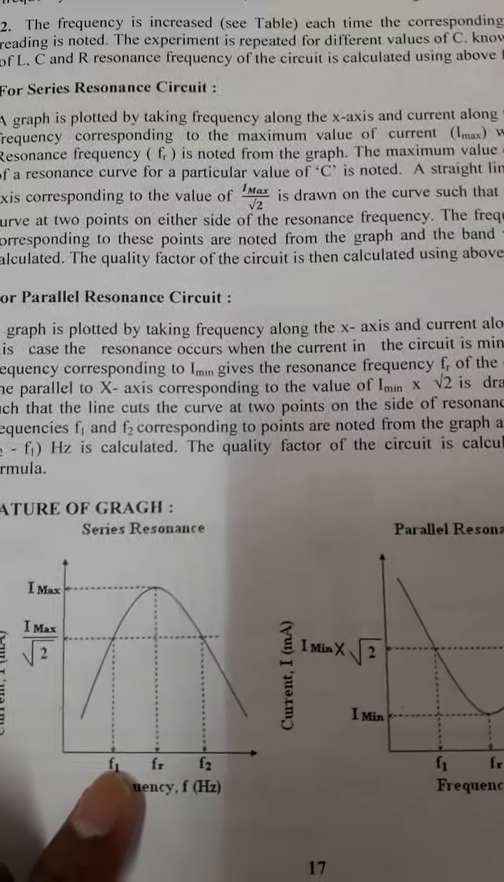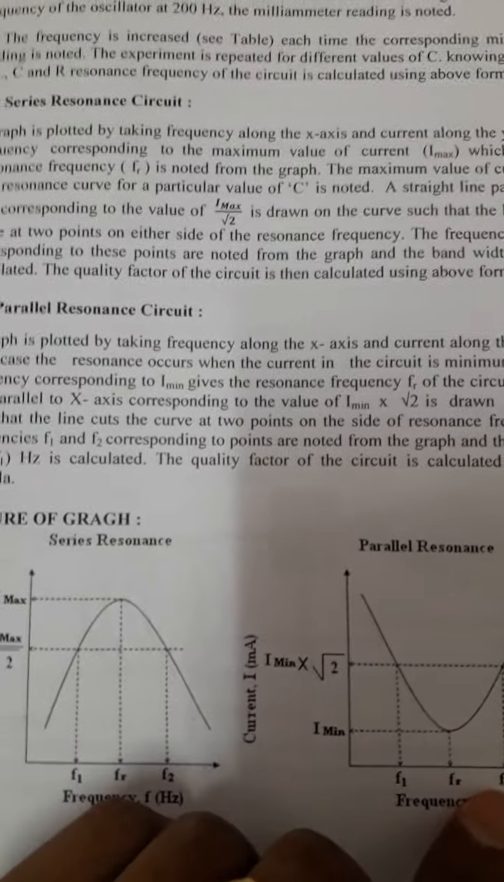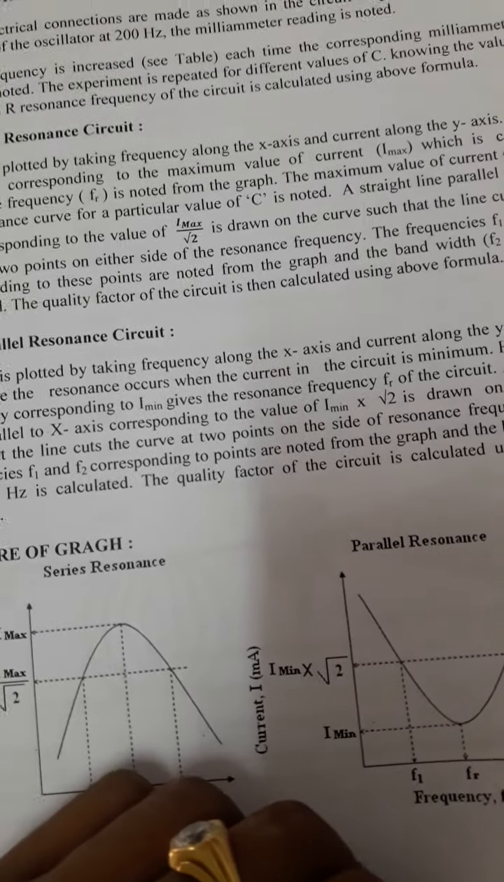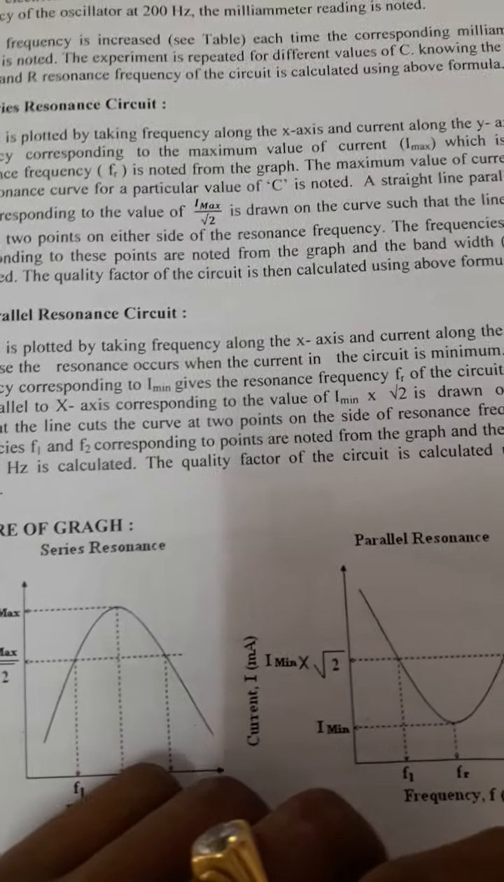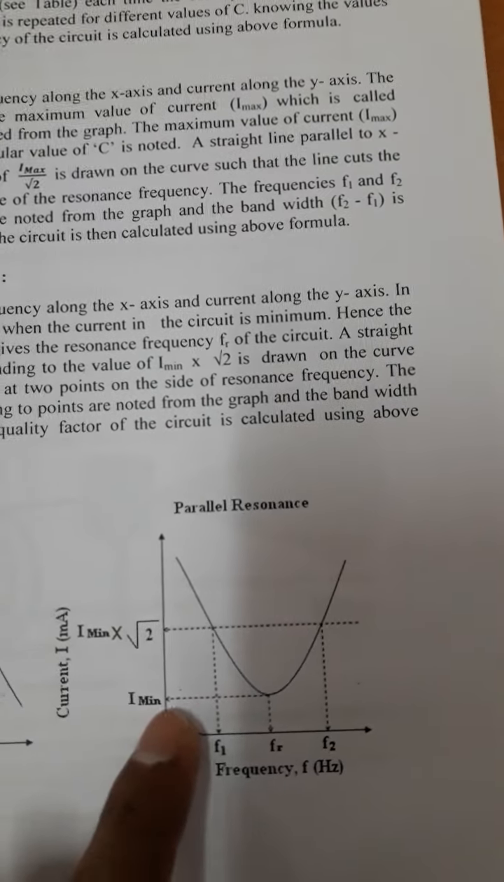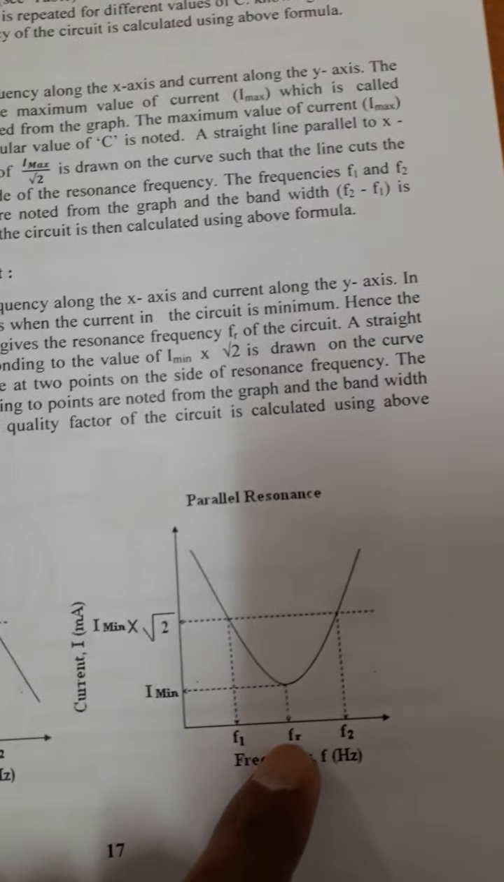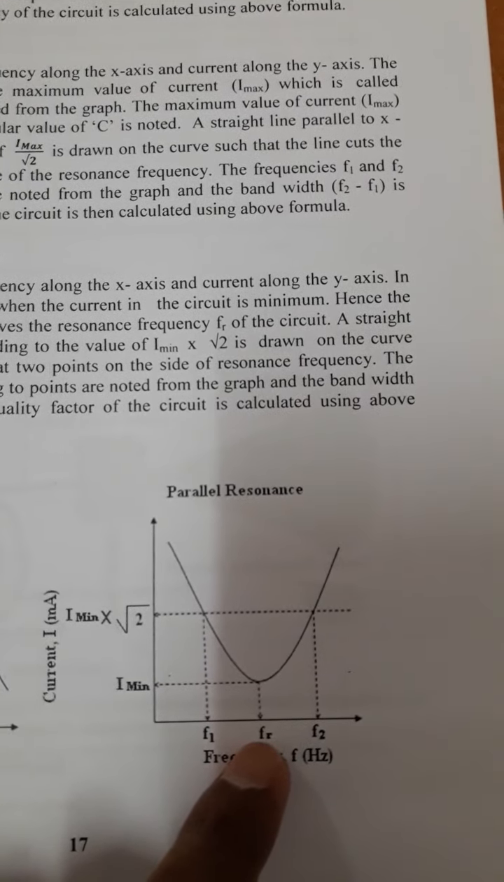So we will get the quality factor. Like this, we are going to determine the resonance frequency, bandwidth and quality factor from the graph. Similarly for the series circuit also, we take the minimum current and the corresponding frequency, which we call the resonance frequency, and that is taken as the resonance frequency for parallel.